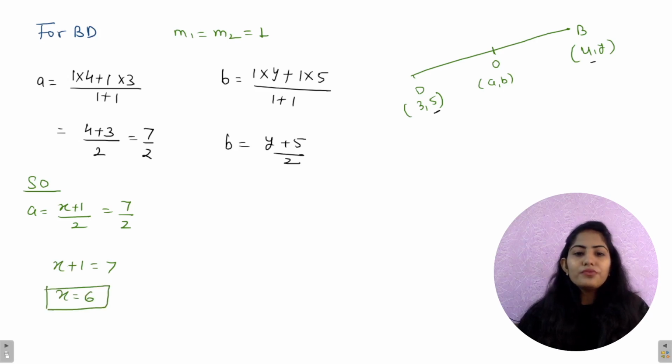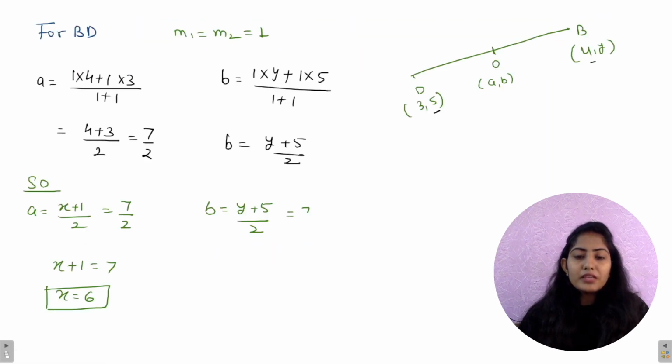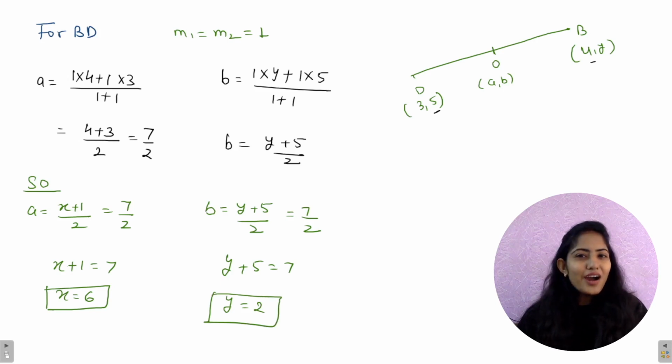Now come to the value B. So what is B? B is equal to (y plus 5) upon 2, and in the previous we got 7 by 2. So we will put it here, the 2 will be cancelled out. So y plus 5 is equal to 7 and y is equal to 2. So yay, we got the value of x and y. Now come to the next slide.